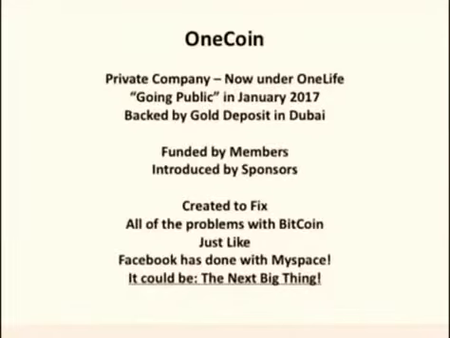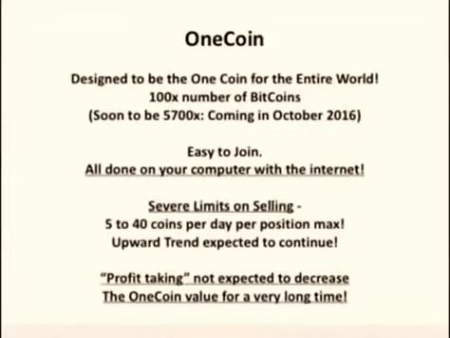The next slide. OneCoin is designed to be the whole world's cryptocurrency. In October, it's supposed to expand by 57 times, so it'll be 5,700 more than Bitcoin, the largest amount in the world. And it's easy to join. It's all done with your own computer on the internet. They do all the mining and all that stuff. And here's a particular point that really made a big difference to me. They have severe limits on selling. You get involved with this and you get some coins, you just can't dump your position like you can with stocks.